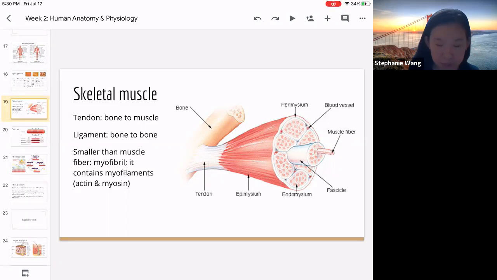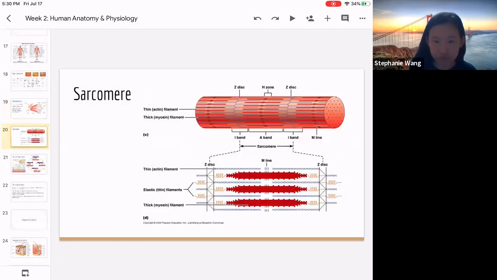So let's take a deeper look at the microstructure of a muscle. At first glance, you might be thinking, what the heck? What is this? So believe it or not, these are actually the most microscopic part of a muscle. You can almost compare them to a muscle cell, but they're smaller than a cell. They're like the structure of a muscular cell. So let's look at the bottom part of this.